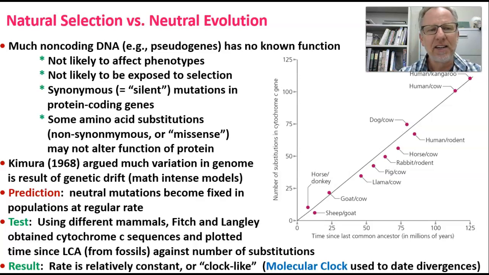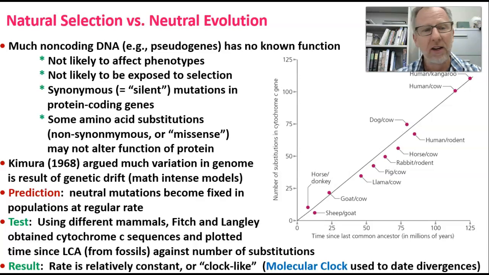So way back in 1986, Kimura argued that much of the genetic variation we find in the genomes of organisms is the result of genetic drift. He was basing that on his argument that much of our variation in various genomes is neutral. And if it's neutral, therefore selection can't touch it. Only genetic drift can randomly cause it to change frequency.